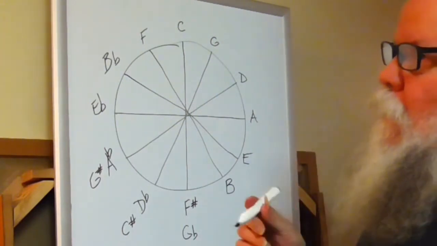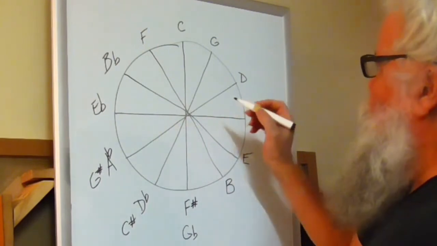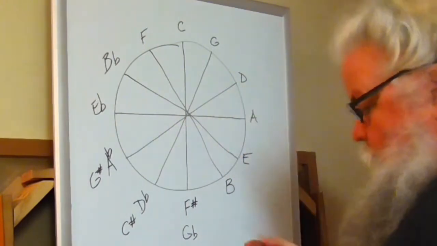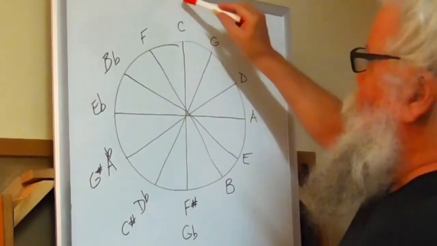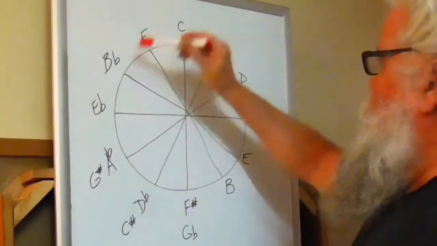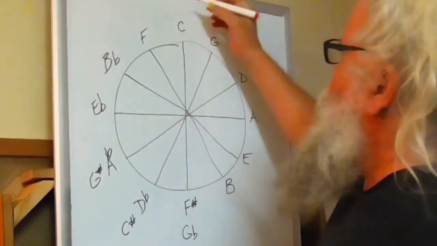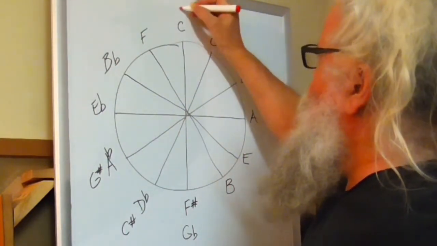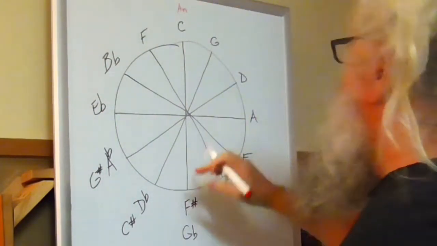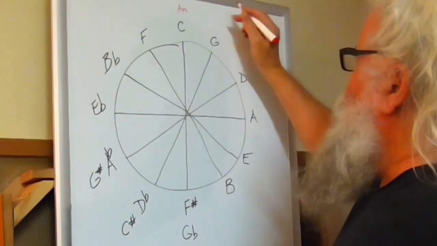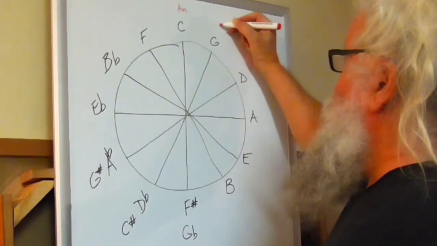Now the interesting thing is that I'll put the relative minor of these on top. So the relative minor of C is A minor, and so on. The relative minor of G is E minor.